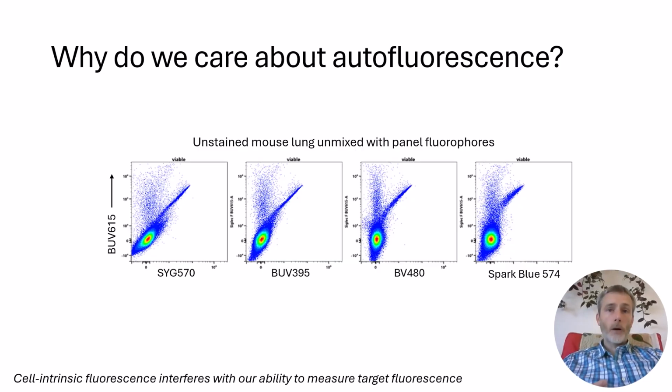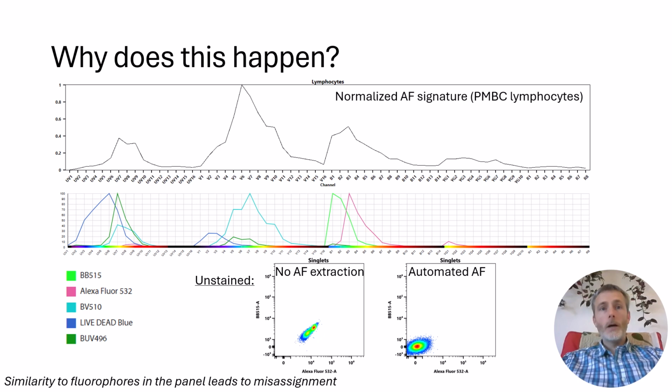In this example of mouse lung cells, there is signal in various channels in the unmixed data without any staining, which limits our ability to use those channels for detecting markers. Why does this happen? If there is similarity in the profiles of the cellular autofluorescence and the fluorophore signal being used for unmixing, the autofluorescence can be misassigned as fluorophore signals in the unmixed data.